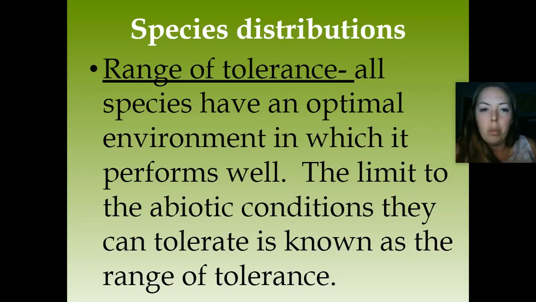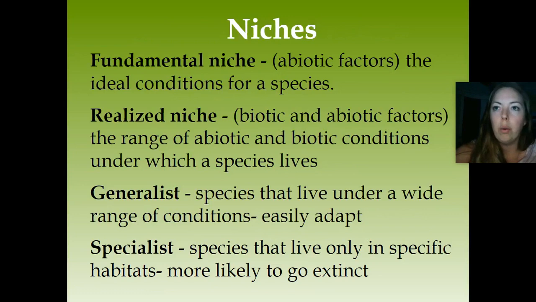All right, so let's talk about the range of tolerance. So every species has an optimal environment in which they can perform particularly well. Okay, we call this the range of tolerance. All right, it's a limit to the abiotic conditions they can tolerate. Some of these abiotic conditions could include extreme air temperature, it could be humidity, salinity, pH, stuff like that. So we have a word for this suite of ideal conditions in order for a species to exist in one place. Okay, and that's the fundamental niche. All right, it's the ideal conditions for a species to live in.